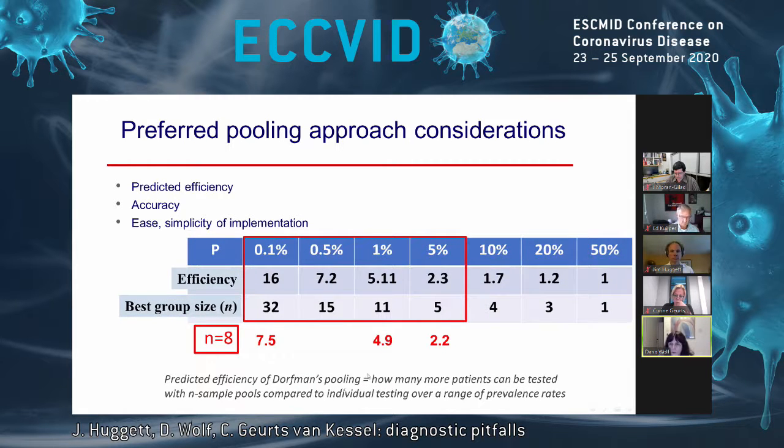It's a calculated theoretical measure showing basically how many more patients or samples can be tested with n sample pools compared to individual testing. Based on this calculation, we predicted that an n of 8 sample pool would assure a reasonable efficacy over a range of prevalence rates. We also predicted that this modest pooling size would not significantly compromise our sensitivity.